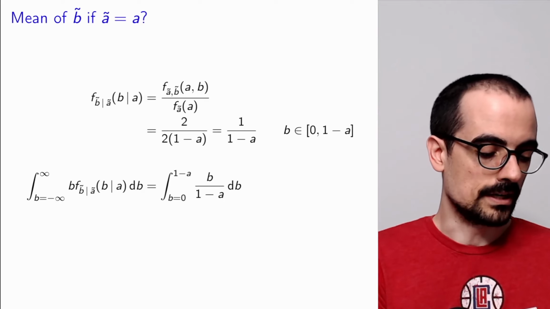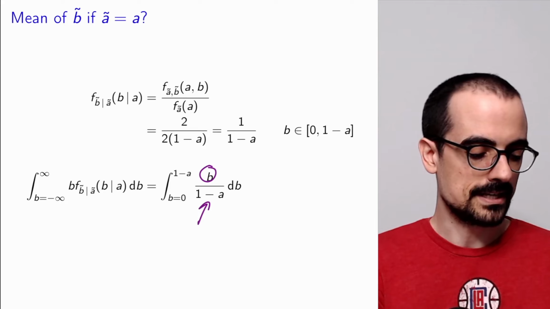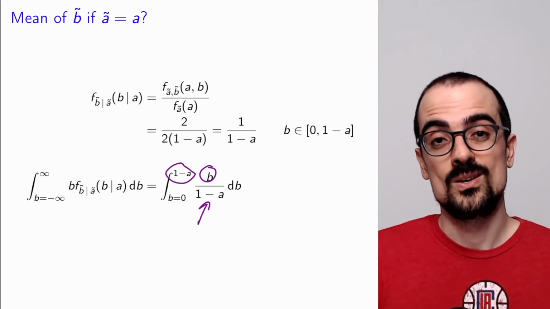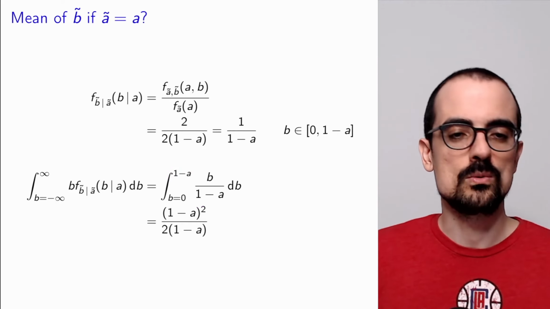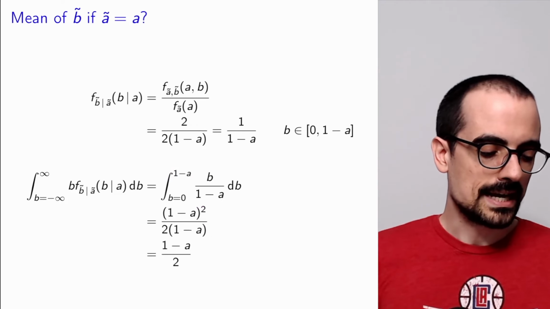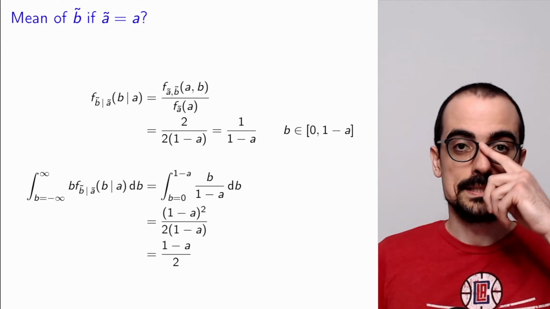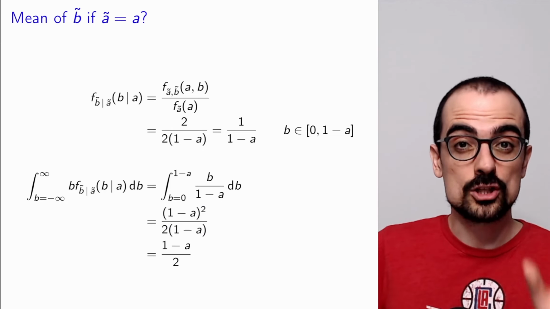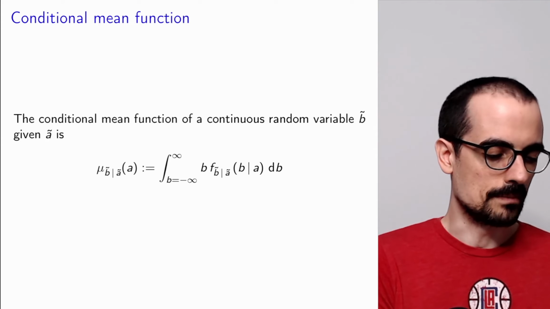We have that we're integrating b times the PDF, which is constant between 0 and 1 minus a. And this integral with respect to b, well, what's the antiderivative of b? It's b squared over 2. This is just equal to (1 minus a) squared divided by 2 times (1 minus a). So we have that the conditional average of b given a is actually (1 minus a) divided by 2, which makes a lot of sense because basically, I'm going to show you a picture.